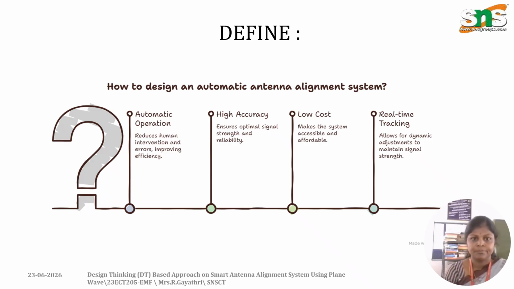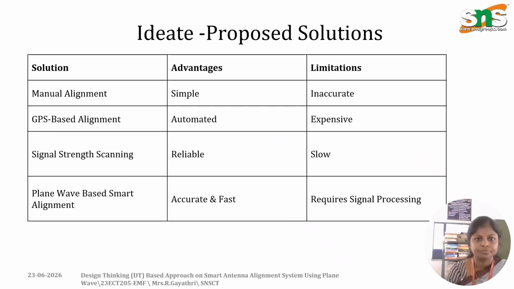The real-time tracking will be available when we apply the automatic alignment system. Coming to the ideate part of the proposed smart antenna alignment system: manual alignment has the advantage of being simple, and the limitation that it is inaccurate. With the GPS based technique, the advantage is that it is automatic and can track the alignment, but the implementation of GPS is expensive.